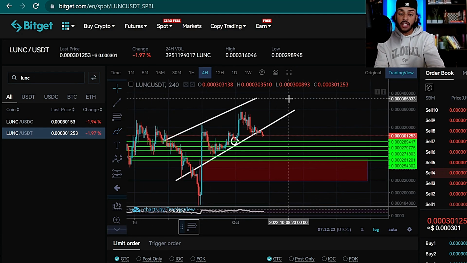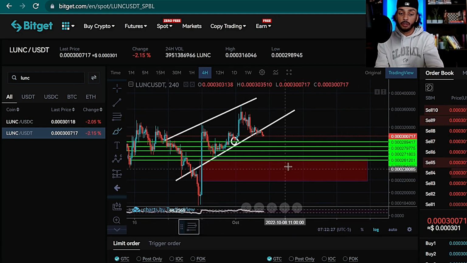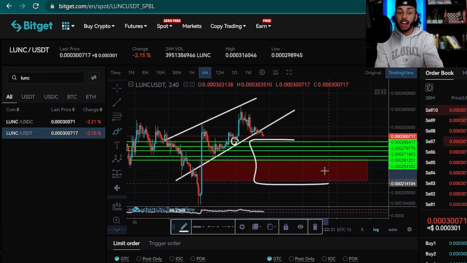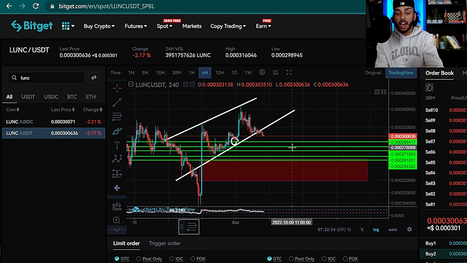So considering the fact that we have so much structural support from this ascending wedge, we have the macro Fibonacci level entering directly below that. It feels like between here and 22 cents that we have a lot of capability to see some type of bounce to the upside. And as long as we do that, I do believe we're in the clear.